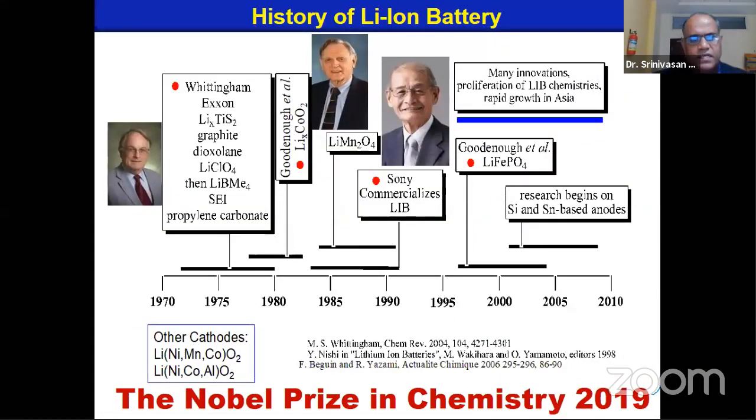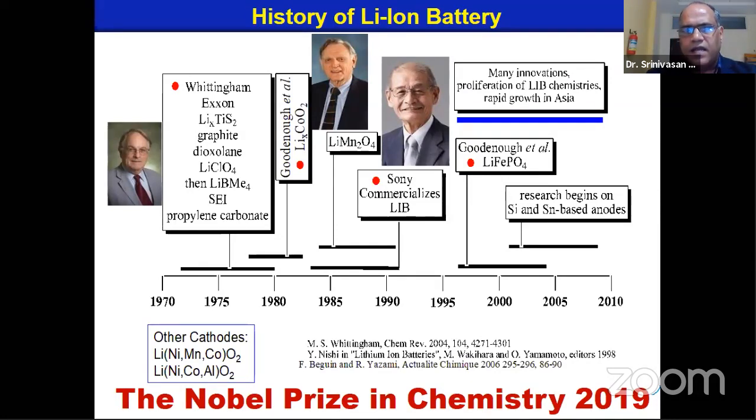This slide shows the history of the lithium-ion battery. So the first lithium-ion battery was invented in 1976 by Professor Whittingham. He developed lithium titanium sulfide as a cathode and lithium foil as an anode material. The first lithium-ion battery was invented in 1976.